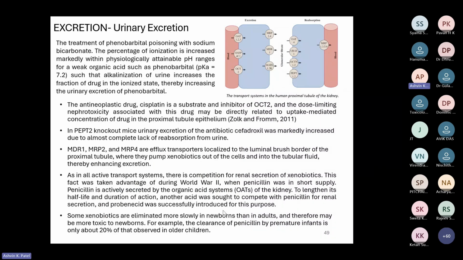Examine the treatment of phenobarbital poisoning with sodium bicarbonate. In this condition, the percentage of ionization is increased markedly within the physiologically attainable pH range. For a weak organic acid such as phenobarbital, the pKa is 7.2. So alkalinization of the urine increases the fraction of drug in the ionized state, and thereby urinary excretion of phenobarbital is increased. In a similar manner, excretion of salicylate can be accelerated by administration of sodium bicarbonate.